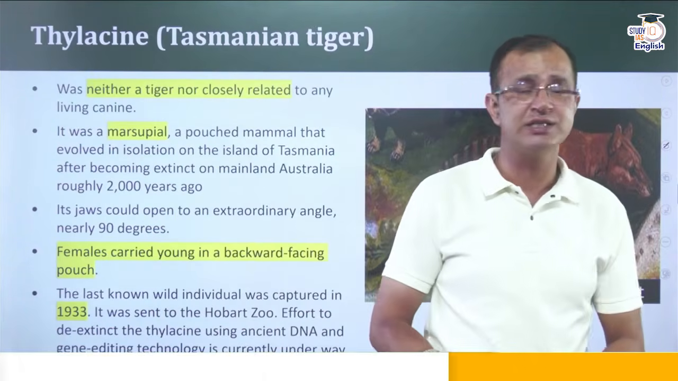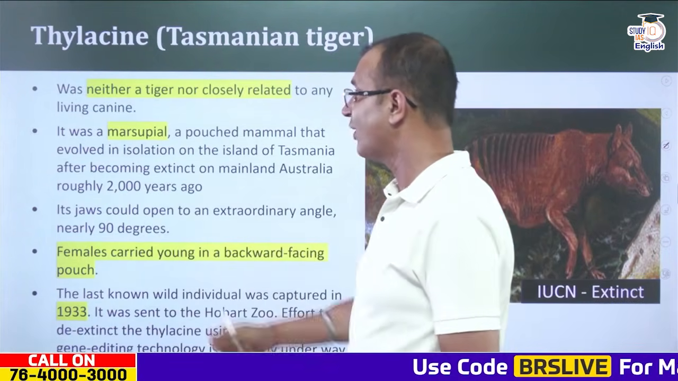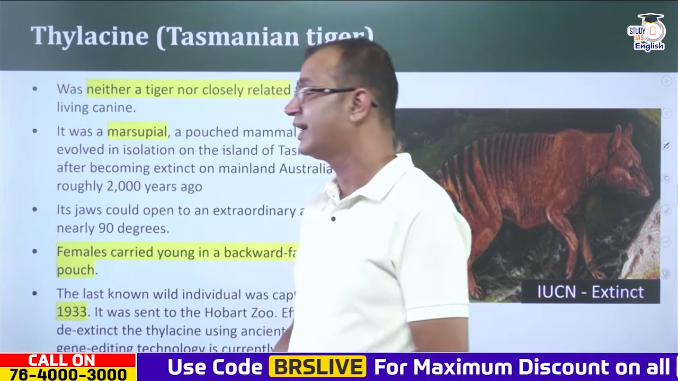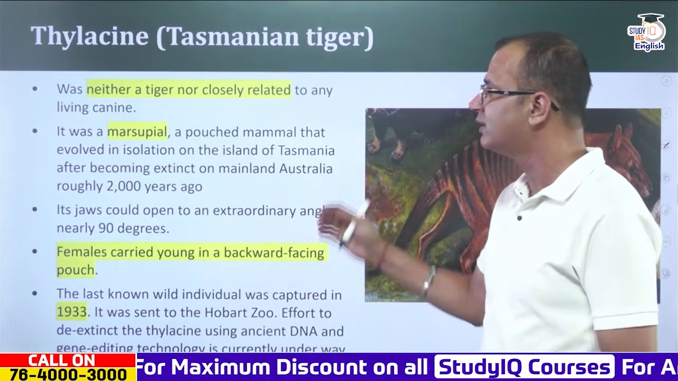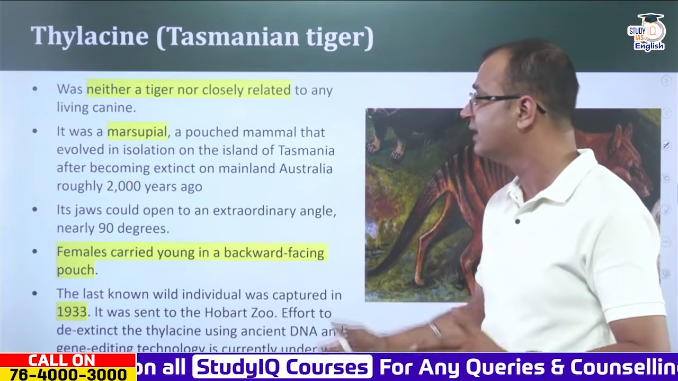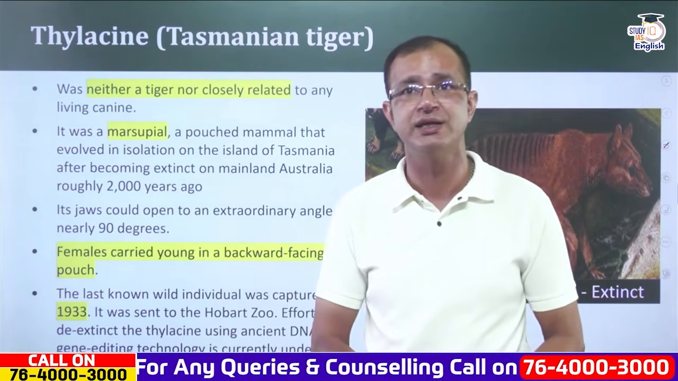The second species that we are talking about is the Tasmanian tiger, or thylacine. It was neither a tiger nor closely related to any living canine, but it was a marsupial, a pouched mammal that evolved in isolation on the island of Tasmania after becoming extinct on mainland Australia nearly 2,000 years ago.